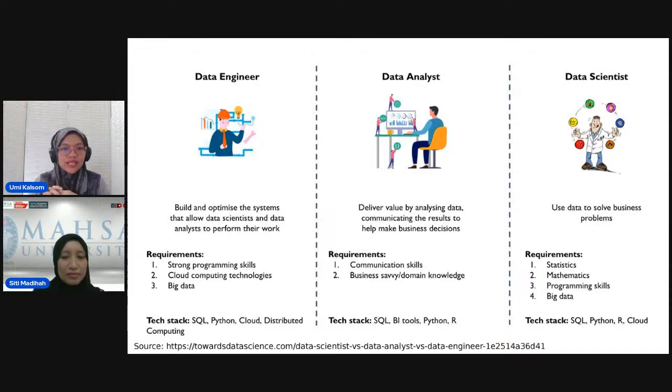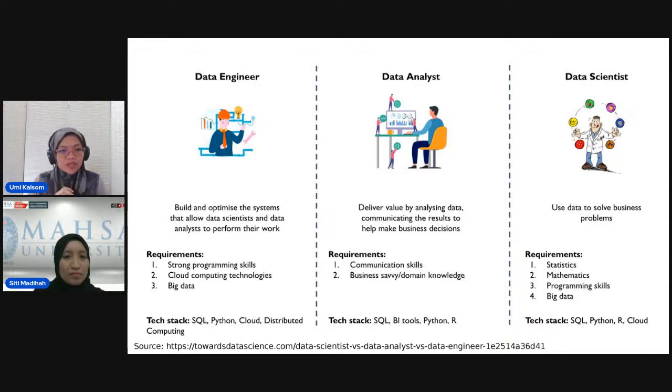So who is a data engineer? This person builds and optimizes the systems that allow data scientists and data analysts to perform their work. Simply said, a data engineer is a data supplier. This person maintains the database. All the data that we collect, we store in the database. So this person maintains it, so the data scientist and data analyst can extract the data from the database.